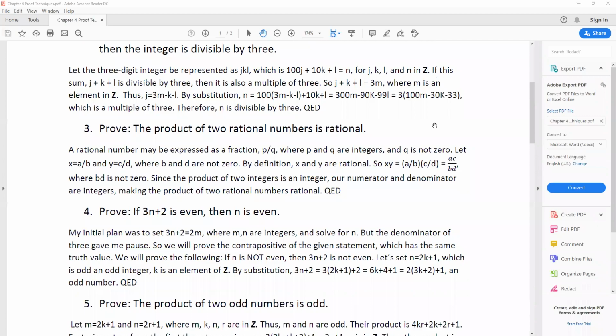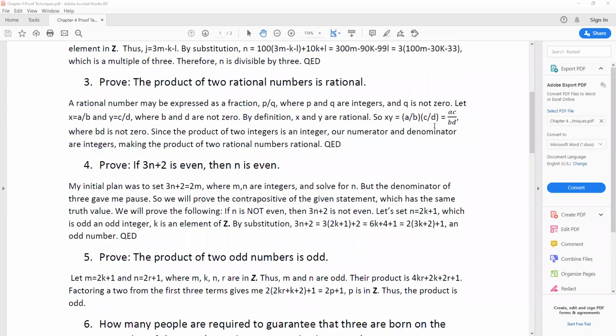Problem number 3. Prove the product of two rational numbers is rational.